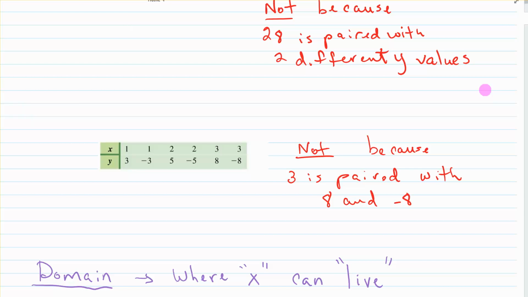If it does, that would fail to be a function. Here we have a list of numbers. Is this representative of a function? It's not, because 3 is repeated. It is paired with 8 and with -8, so that fails to be a function.